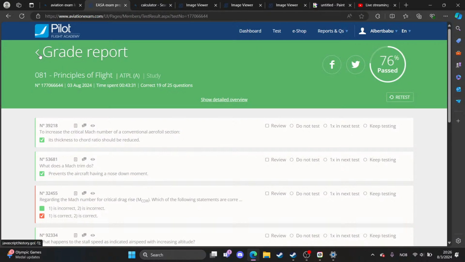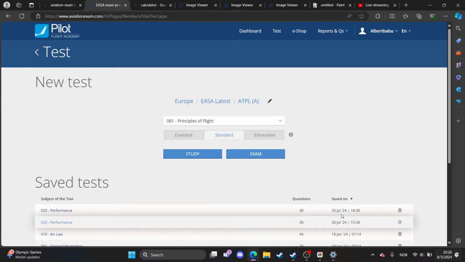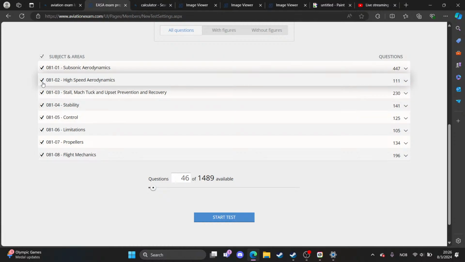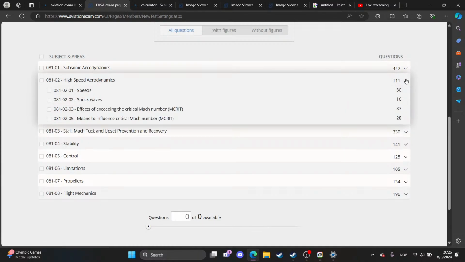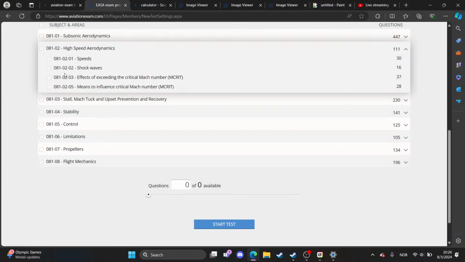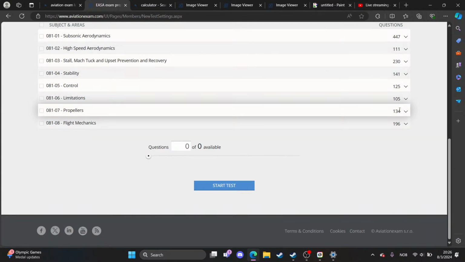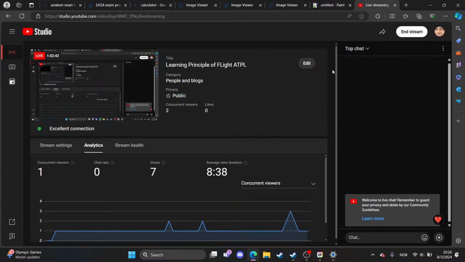76, just 1% above the pass grade. It's getting late. So tomorrow, what do I got? Yeah, I think I'll leave it with that. Alright, see ya.